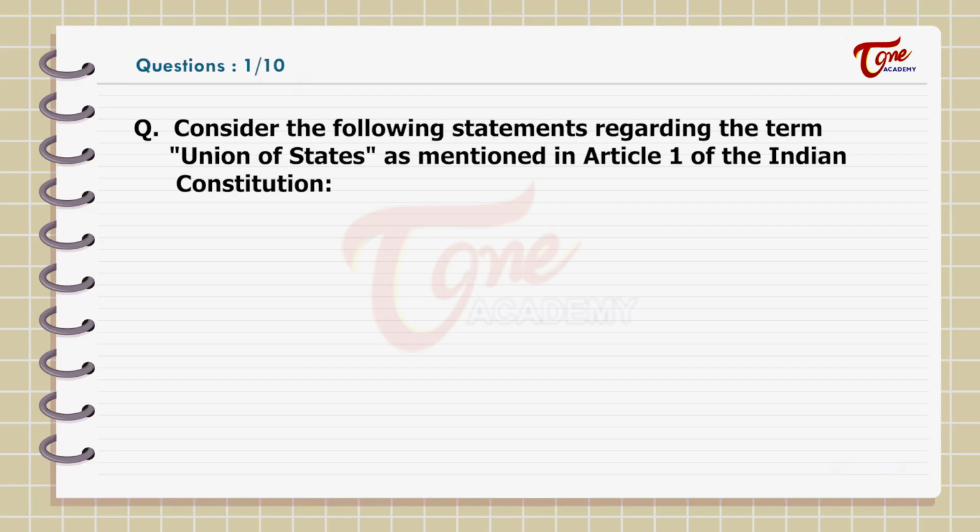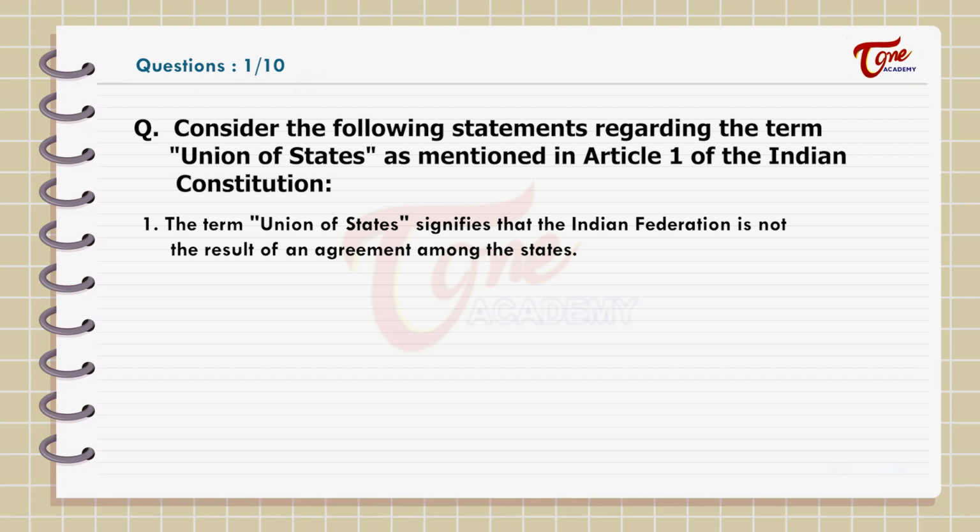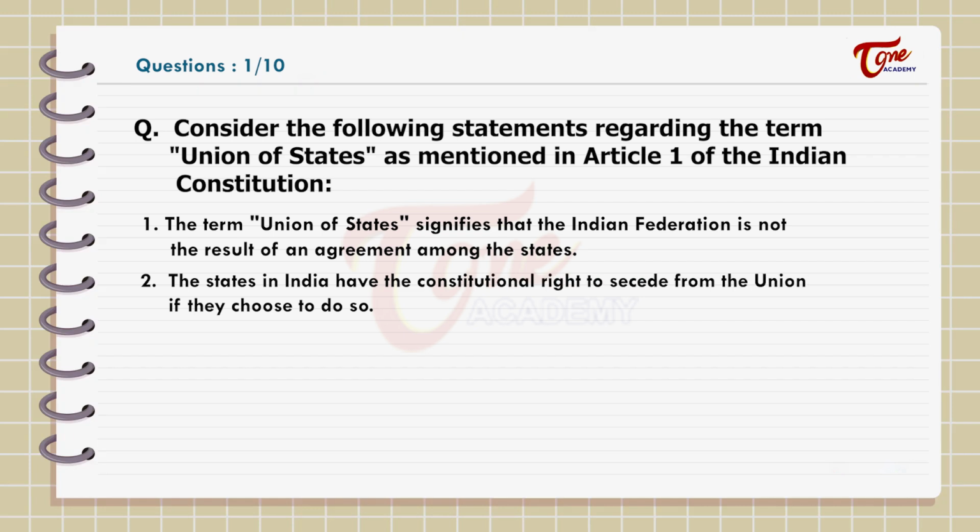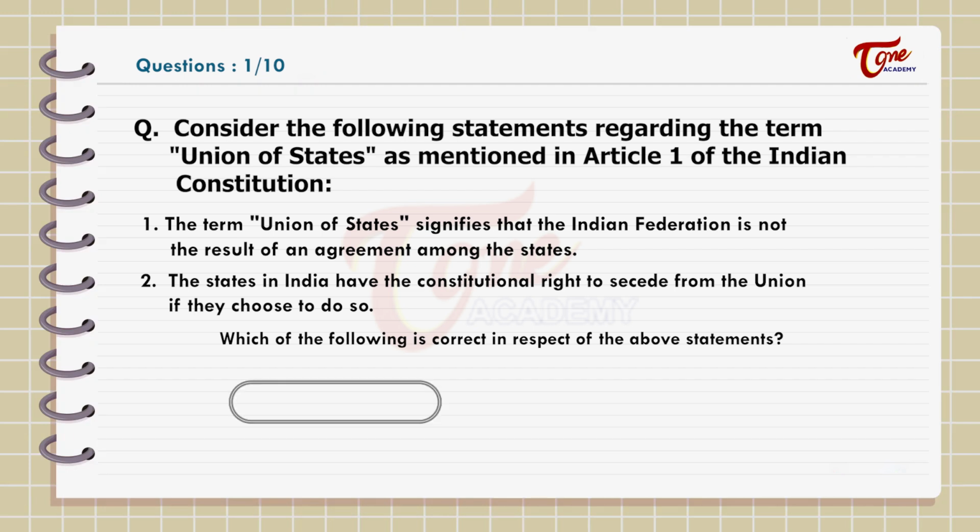Consider the following statements regarding the term Union of States as mentioned in Article 1 of the Indian Constitution. Statement 1. The term Union of States signifies that the Indian Federation is not the result of an agreement among the states. Statement 2. The states in India have the constitutional right to secede from the Union if they choose to do so. Which of the following is correct in respect of the above statements?